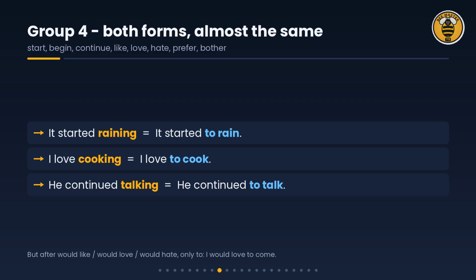Group 4 is the relaxing group. With these verbs, both forms are correct and the meaning is almost identical. It started raining. It started to rain. I love cooking. I love to cook. He continued talking. He continued to talk. There is one restriction worth memorizing. After would like, would love, and would hate, only the to form is possible. I would love to come, not I would love coming.